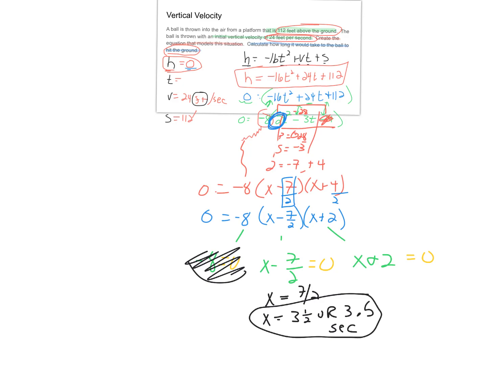And then here, if I solve, I subtract the 2 and t equals negative 2. But remember, I can't have negative time, because that says the ball hit the ground before we dropped it. So that's gone. So it took 3.5 seconds for this ball to hit the ground.